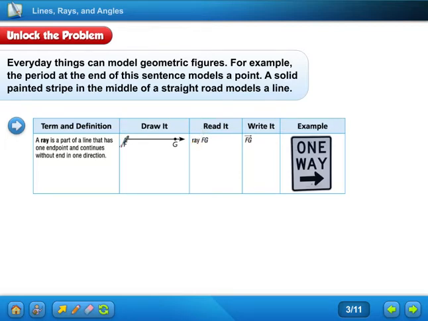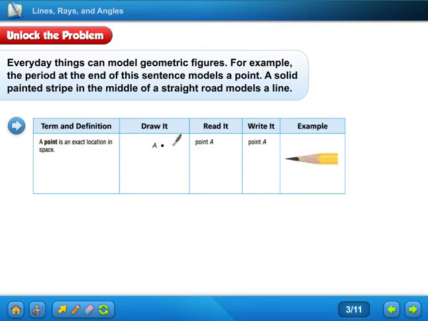To read this ray right here, you're going to read it ray FG. And how you write it is you have a line with an arrow at the end, and it says FG. There's an example of it right here. Let's go to the next one.